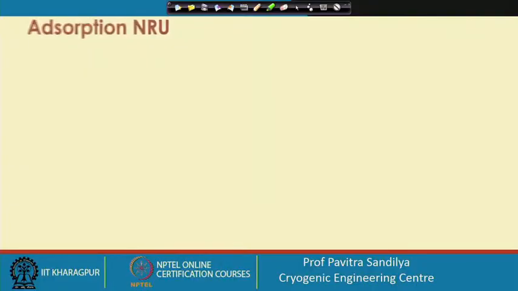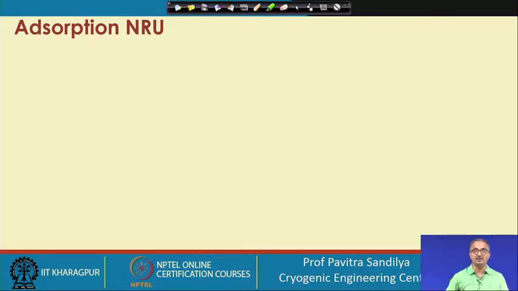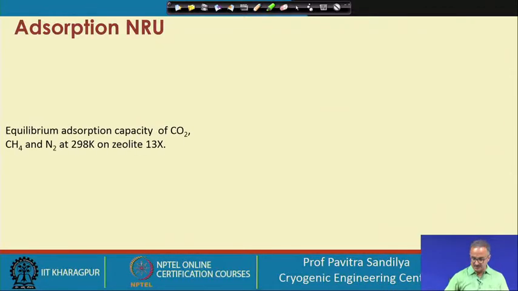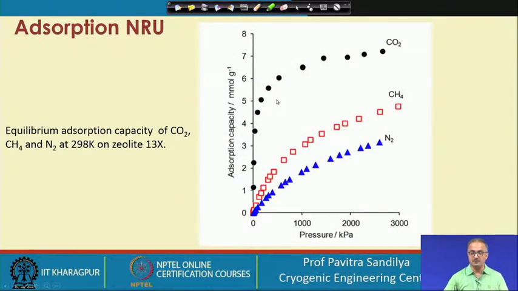Now, next we have the adsorption NRU, that is the nitrogen removal unit. In this case, this curve shows the equilibrium adsorption capacity of carbon dioxide, methane and nitrogen at 298 Kelvin on zeolite 13X. This zeolite 13X is one of the adsorbents. On this particular adsorbent at this particular temperature, this is a typical curve for these three components, and we find that this zeolite 13X adsorbent adsorbs carbon dioxide preferentially in comparison to methane and nitrogen.